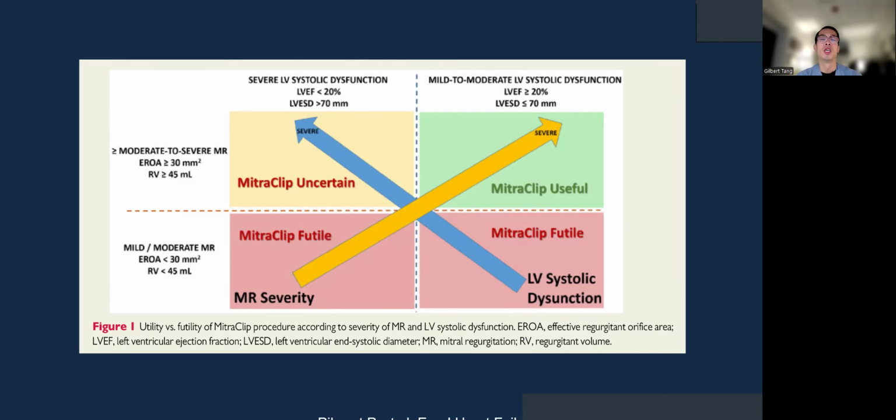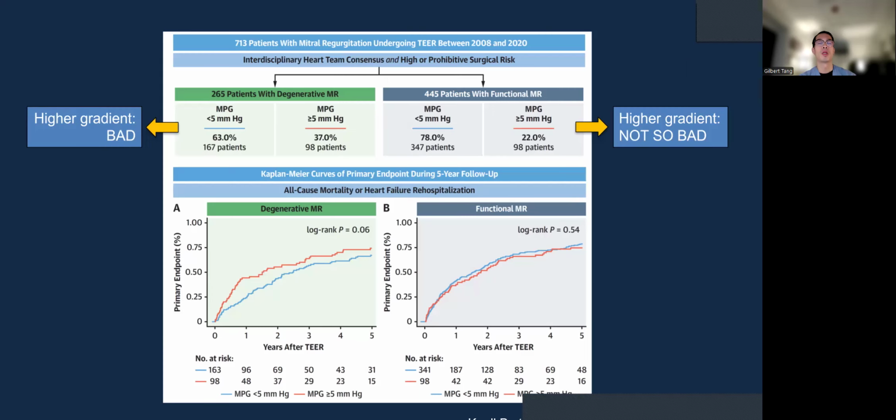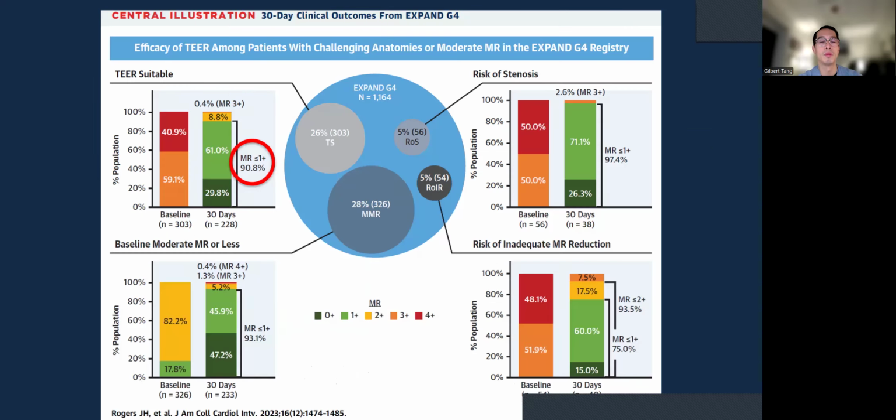You can see that here, if they have really advanced cardiomyopathy with proportionate changes in the regurgitant volume and regurgitant EROA, you should definitely not consider it. Now, what about functional mitral stenosis? This is certainly a limitation of TEER. With primary MR, high gradient is bad, but if it's high gradient and secondary, it's not so bad. You certainly want to avoid it if possible.